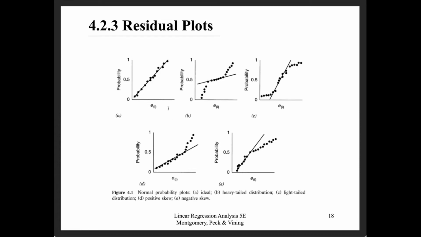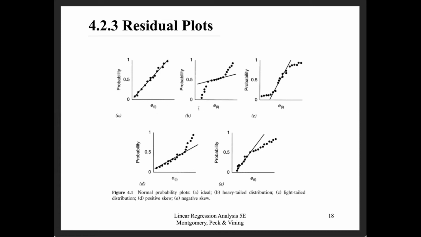So plot A here shows the situation when the residuals are in fact coming from a normal distribution. And again, if we've got a very small sample, then we would probably expect more deviation from the theoretical line that's shown here. But for large samples, there would probably be good agreement.